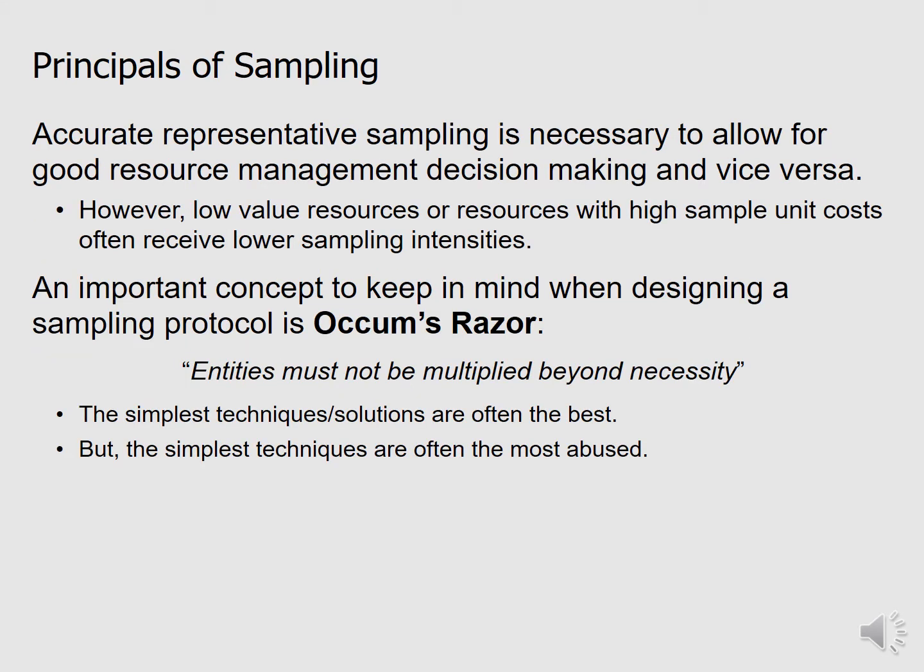In order for us to make informed decisions as natural resource managers, we require accurate and representative data. However, low-value resources, or resources with high sample unit costs, often receive lower sampling intensities. Something we should keep in mind moving forward with designing sampling protocols is Occam's razor. Entities must not be multiplied beyond necessity. The simplest techniques and solutions are often the best. However, these simplest techniques are often the most abused.